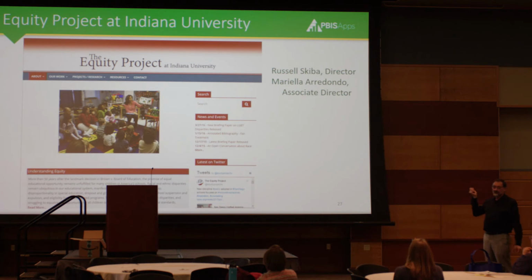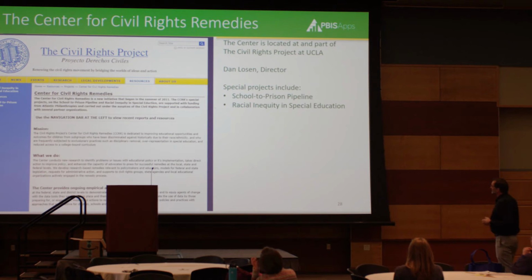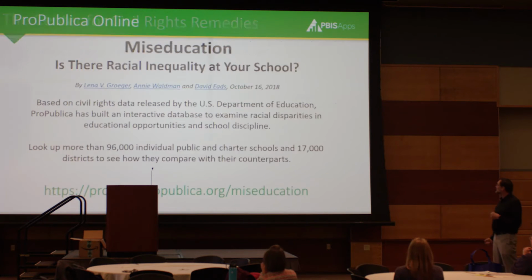The Equity Project, anything that Russ Skiba is involved with out of Indiana University, and Mariella Donda, his partner, the things that they share. Russ Skiba and Dan Losen out of the UCLA Civil Rights Project. Oops, go back, not one more.